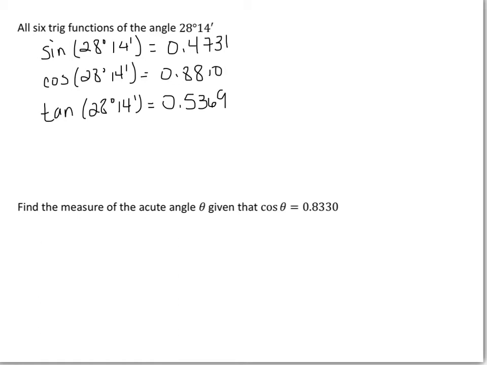Things are going to get trickier when we look at cosecant, secant, and cotangent, because we don't have keys for that on the calculator. So for cosecant, remember that the cosecant is just the reciprocal of sine. So what you can put into your calculator is 1 over the sine of 28 degrees, 14 minutes. When you do that, you get 2.1139.